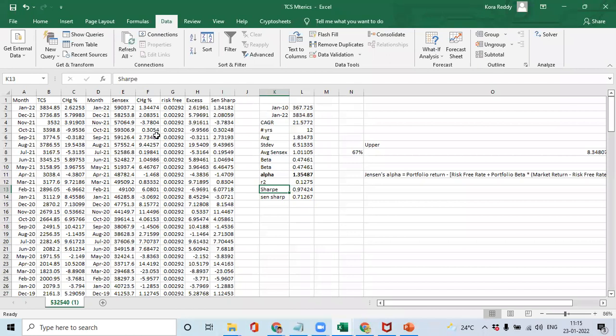Kora, just one question. Yeah. This risk-free rate we have taken throughout 10 years or 11 years, we have kept it the same. But if we want to get it accurately, we have to take the risk-free return for that period, right? For that year.